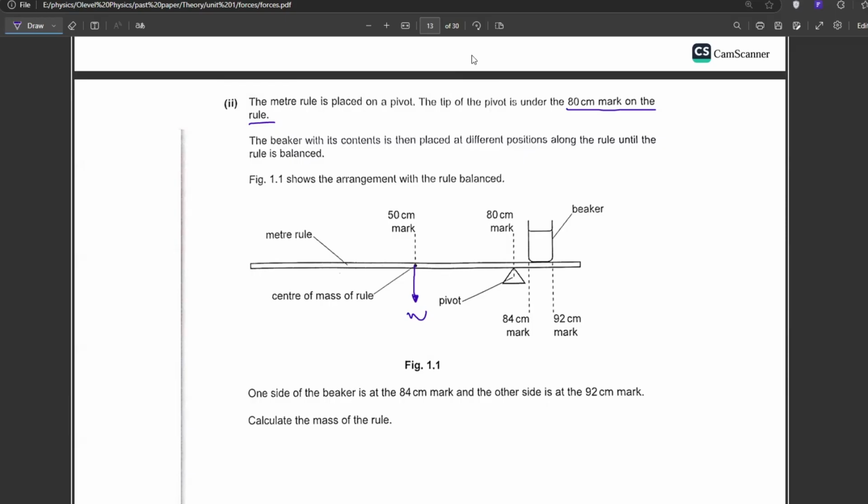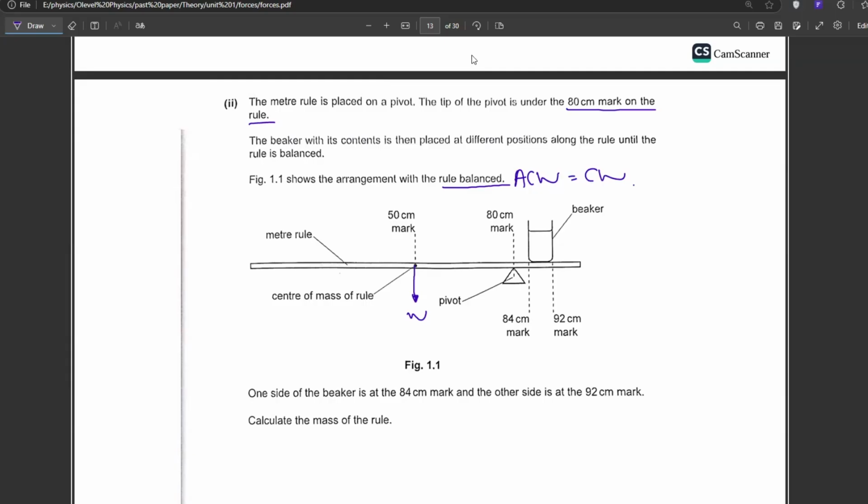The beaker with its content is then placed at different positions along the rule. Figure 1.1 shows the rule balanced. That means what? Anti-clockwise moments will be equal to clockwise moments. One side of the beaker is at 84 centimeters. So let's say this is 84. Yeah, it is already marked.